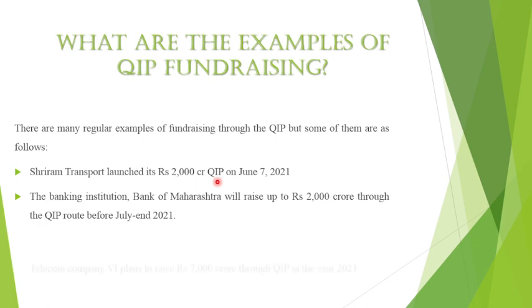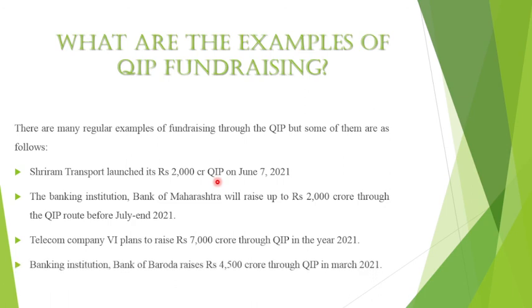The next one, a telecom company plans to raise 7,000 crore through QIP in the year 2021. The banking institution Bank of Baroda raised rupees 4,500 crore through QIP in March 2021. These are the examples of QIP fundraising. So let's see the next part.